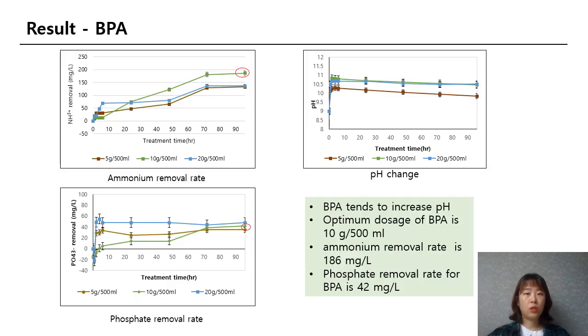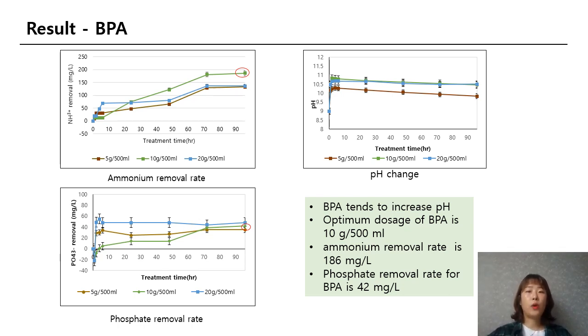This is the result, and adding BPA increased the pH of synthetic wastewater. This is really beneficial in struvite generation because pH value above 9.5 is recommended for optimum struvite precipitation. However, if pH is higher than 11, calcium-based precipitation is dominant. So, adding BPA to maintain pH around 10 to 11 is ideal.